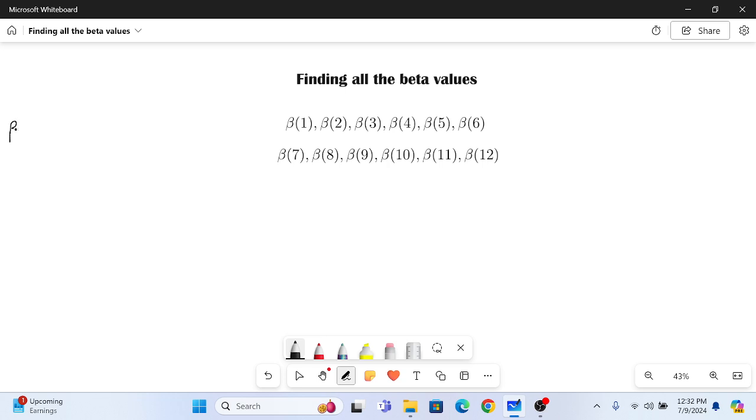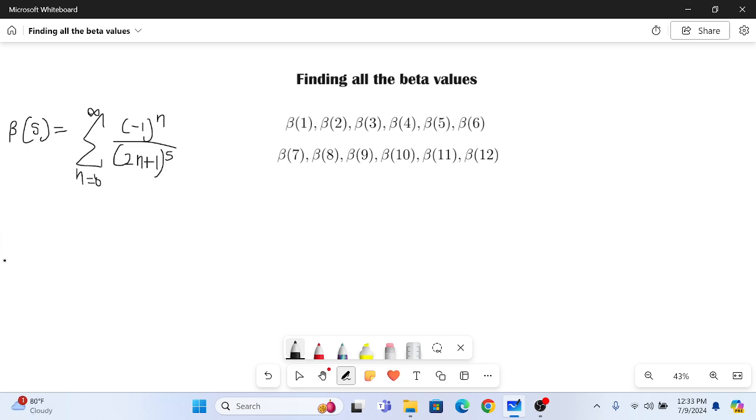Beta function of s is defined as an interesting sum, that is the sum from n equals 0 to infinity of (-1)^n divided by (2n+1)^s. I guess you have heard of the sum.